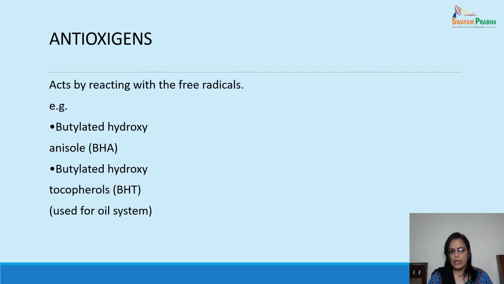Antioxidants act by reacting with free radicals. For example, BHA and BHT. BHT is used for oil systems. So these two, BHA and BHT, are examples of antioxidants.